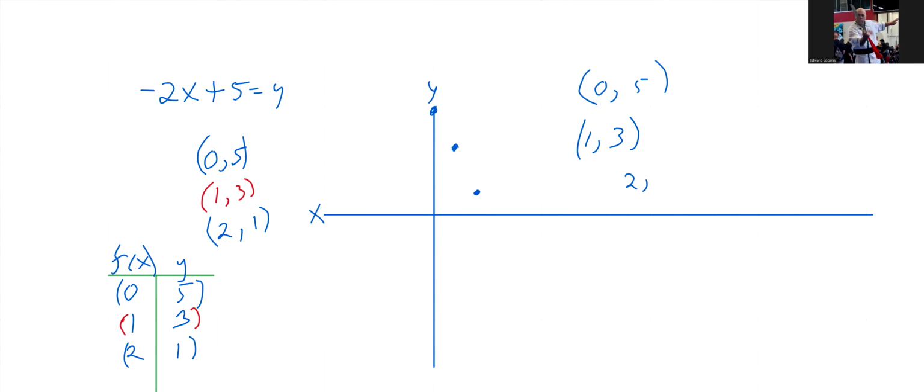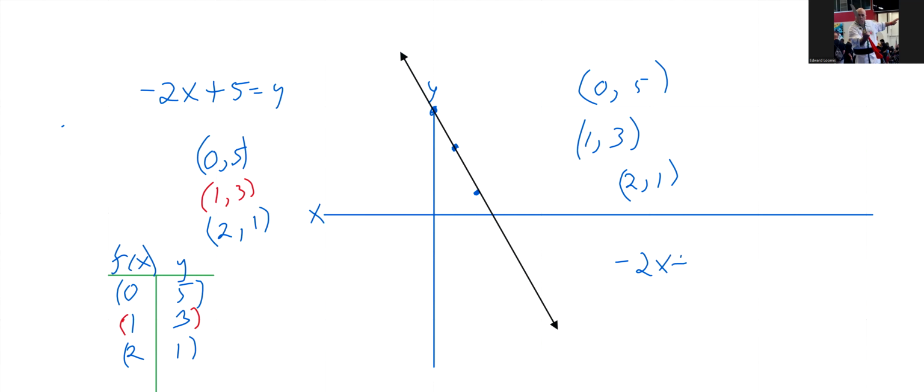And I'm going to connect those dots. Line it up a little better. There you go. And I'm going to write my equation in there, which is a negative 2x plus 5 is equal to y.